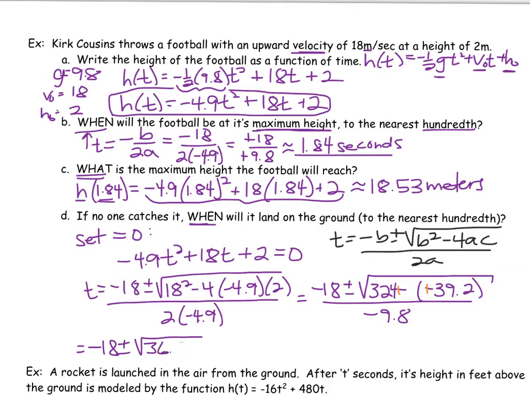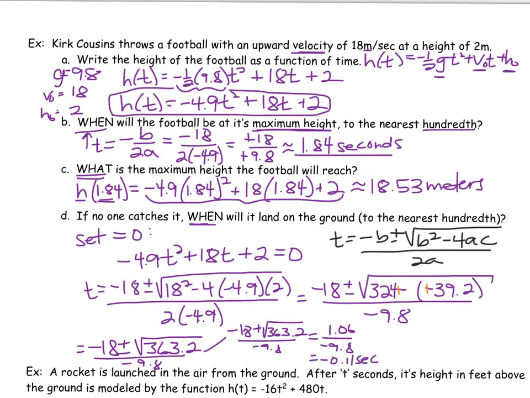Sorry. Try that again. 363.2, there we go, all over that negative 9.8. So if we split this, we'll have negative 18 plus the square root of 363.2 all over negative 9.8. Negative 18 plus the square root of 363.2 is only about 1.06. And if we divide that by negative 9.8, that's going to be a negative time answer, negative 0.11 seconds.